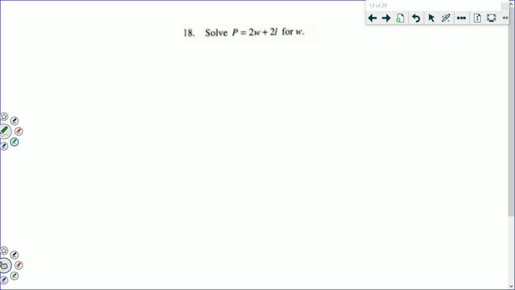So in this case, we want to solve this equation for w. What that means is we want to get w by itself. Okay. So if we start off with P equals 2w plus 2L, we want to get w by itself. Okay, so we're going to treat L and P just like they're numbers, just like if we were moving them around like normal. So in order to move 2L to the other side to get w by itself, we need to subtract 2L. So P minus 2L.